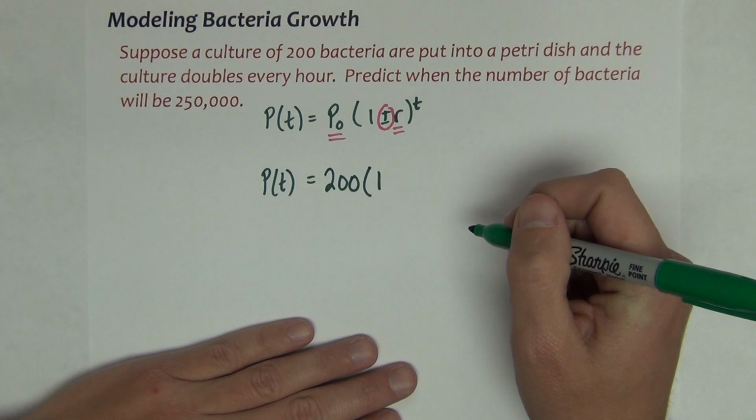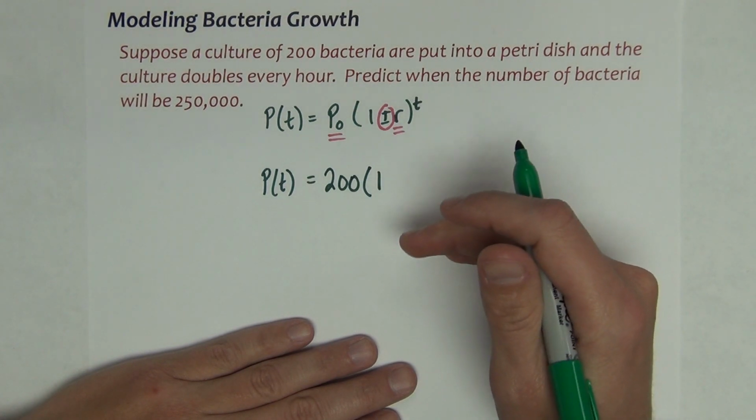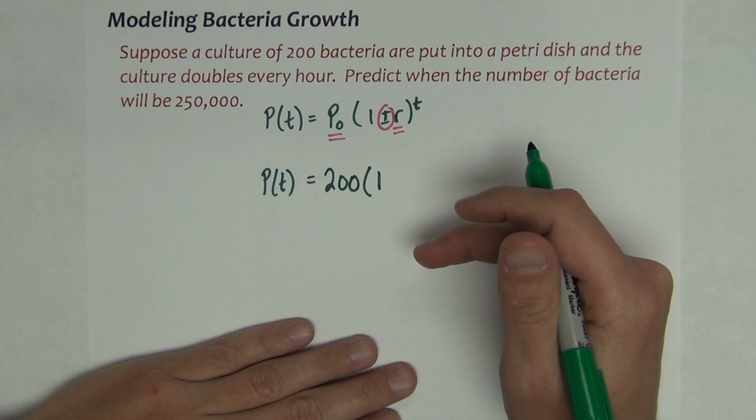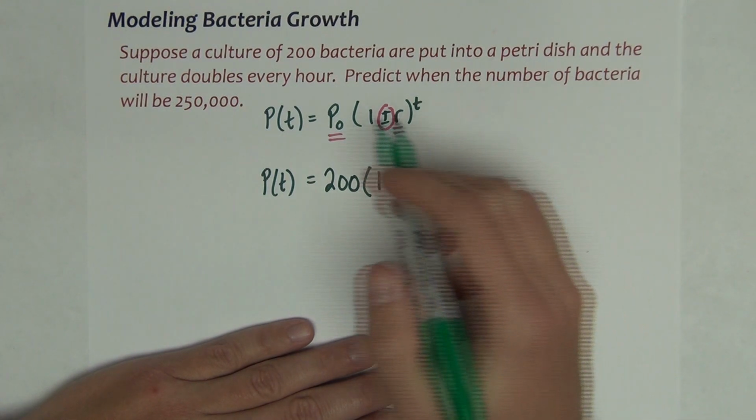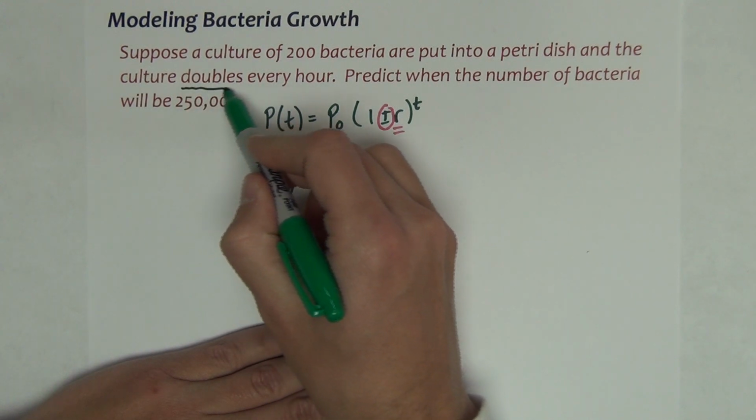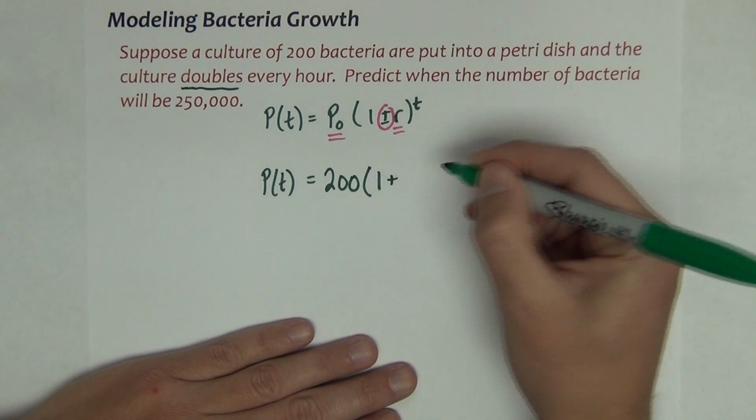Now for the plus and minus, we need to choose. We're going to choose plus if this represents exponential growth, and we're going to choose minus if it represents exponential decay. Well, our bacteria are doubling every hour, so they're increasing the number. We're going to choose plus.